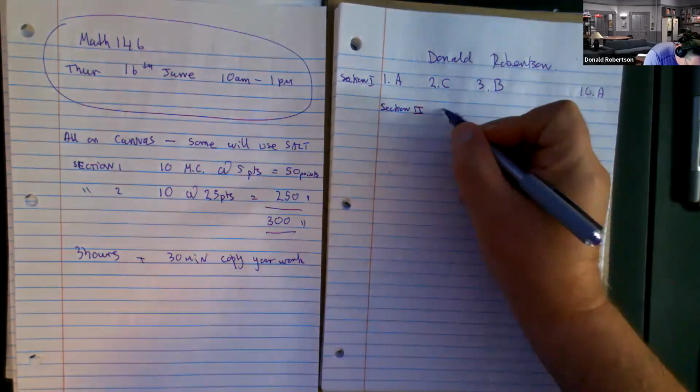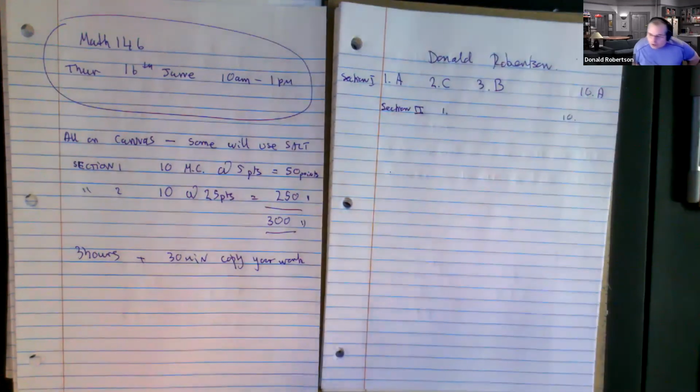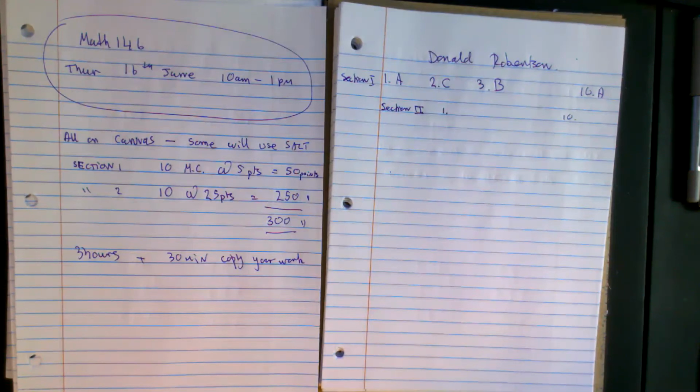For section 2, I know there's 10 questions. I've already mentioned that. They're in chronological order. So the first question that you're likely to see will be from week 1. And the last question you're likely to see is from what we've done this week, right? Week 10. And that's true in section 1 and 2.